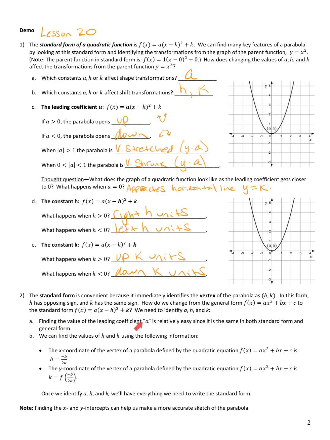Finding the leading coefficient a is relatively easy, since it's the same a in both the standard and the general form. So if you know this a, you can put it here and you've got it. The x-coordinate of the vertex of the parabola ax squared plus bx plus c we calculate by h equals negative b over 2a. For the y-coordinate, you take whatever you got for h, plug it into f, and you'll get k. Once you know a, h, and k, you have everything you need to write the standard form. You can also find x and y intercepts if you want to make an accurate sketch of a parabola.